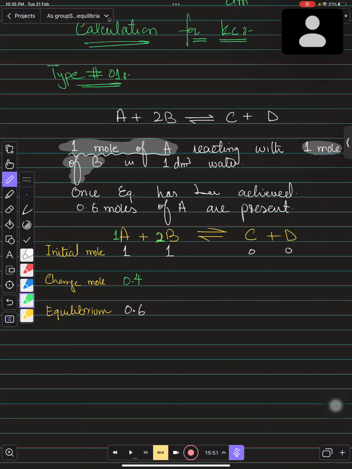ऐसी है बच्चों. अब आपने यहाँ पर क्या करना है, आपने इसको यूज करते हुए बताना है कि भाई अगर A 0.4 यूज हुआ है तो इसका डबल B यूज हुआ होगा, so it should be 0.8. और फिर अब आपने माइनस करके लिख देना, इक्विलिब्रियम पे बचेंगे ये 0.2 मोल्स. Is that right बच्चों, या नहीं?